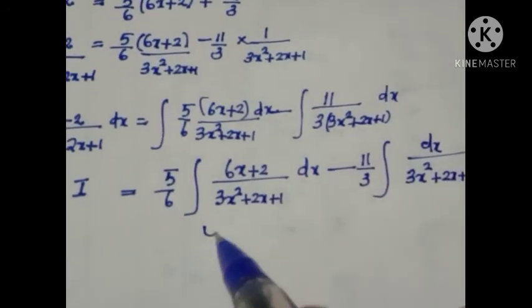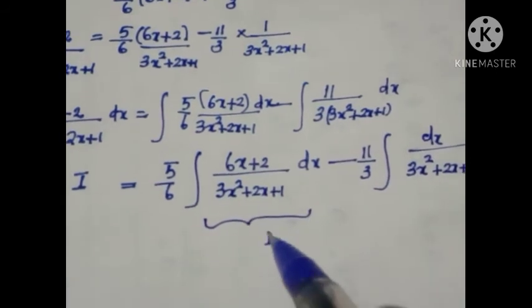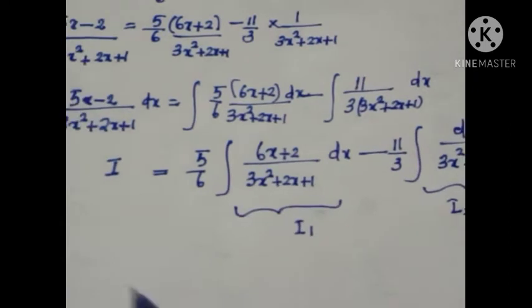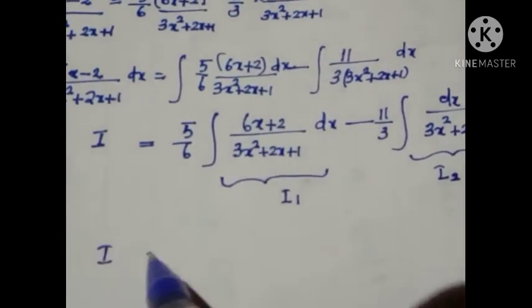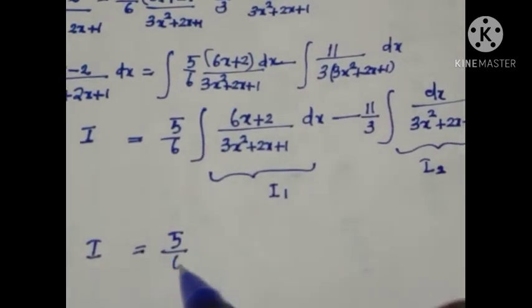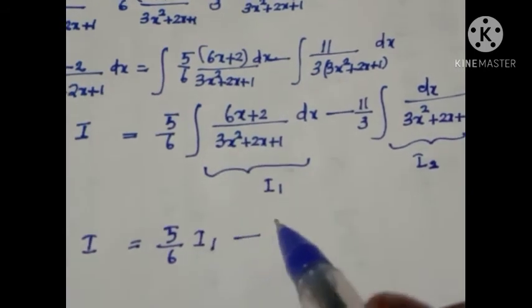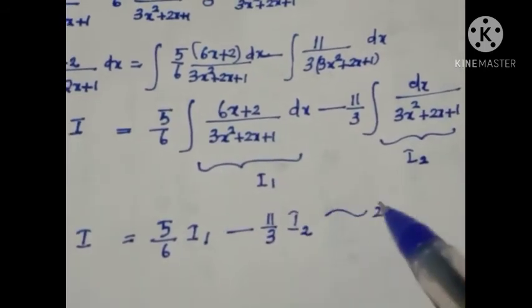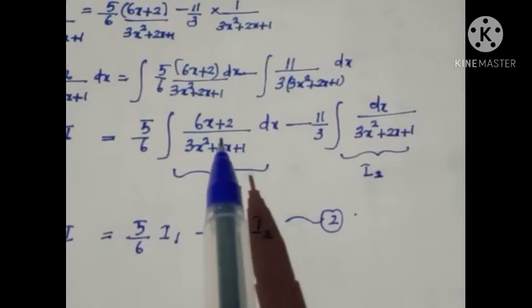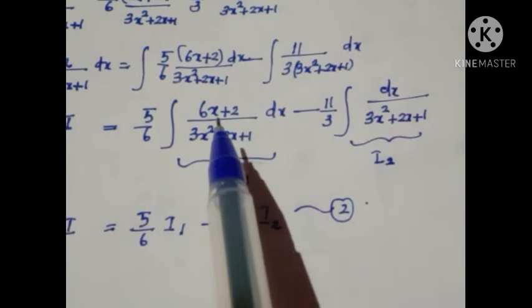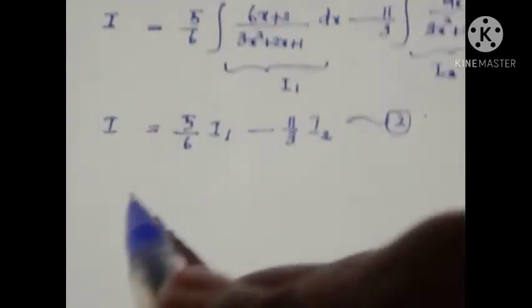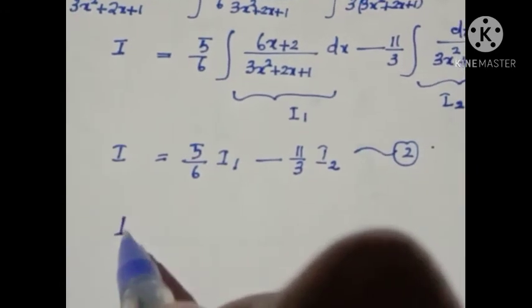Okay, let us take this integral as I1, this one as I2. So our given question is 5 by 6 into I1 minus 11 by 3 into I2. Put it as equation number 2. So we need to find them separately. Okay, separately what is I1 and what is I2. So we are moving to the first integral I1.